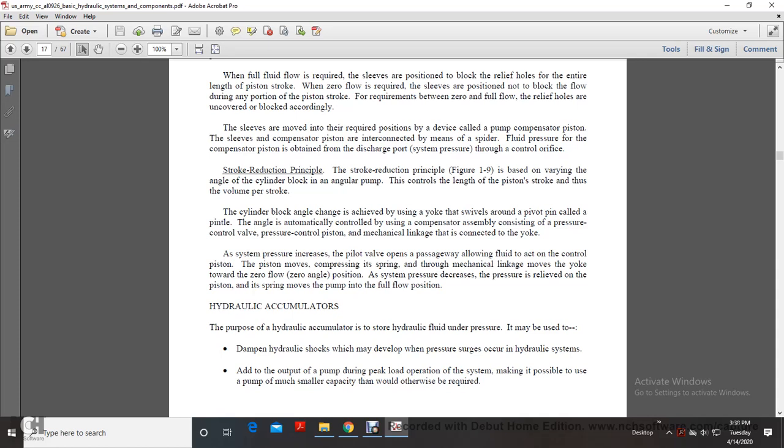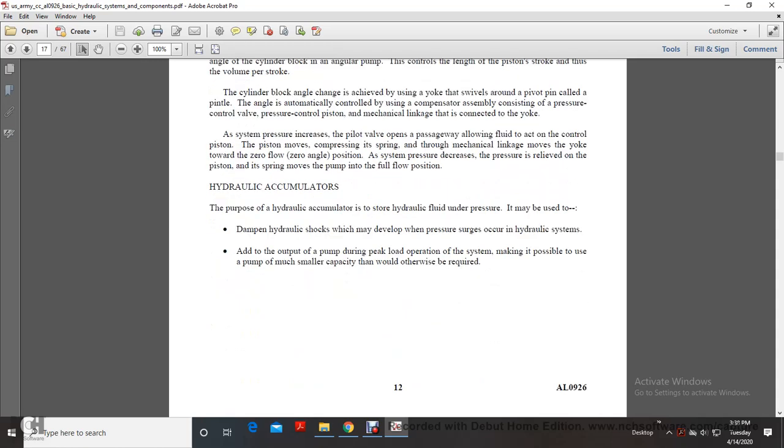A system pressure increase causes the pilot valve to open a passageway, allowing fluid to contact the control piston. The piston moves, compressing the spring through the mechanical linkage, and moves the yoke toward the zero flow, zero angle position. When the system pressure decreases, the pressure is relieved from the piston, and the spring moves the piston, moving the pump into full flow position.